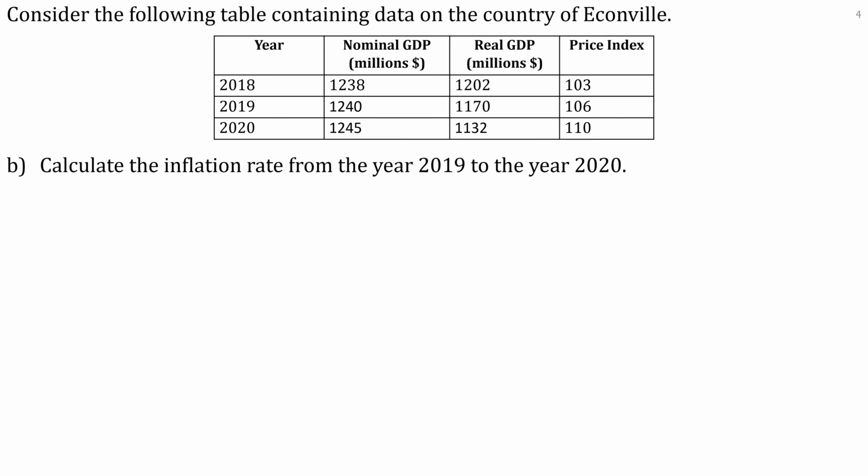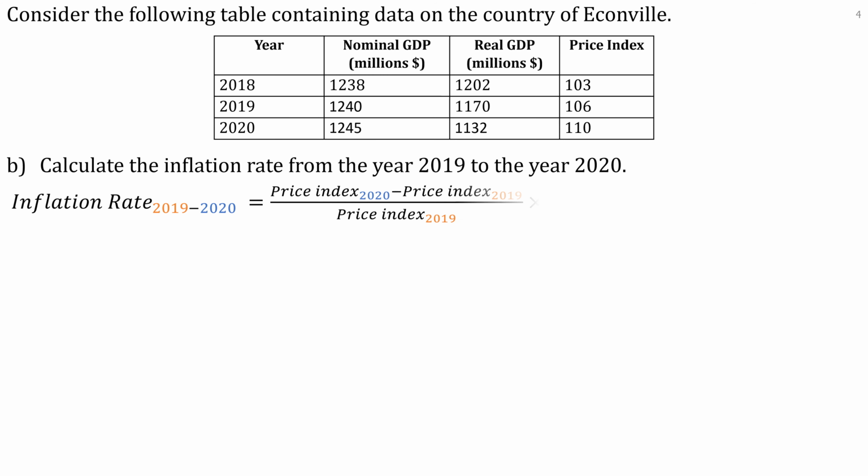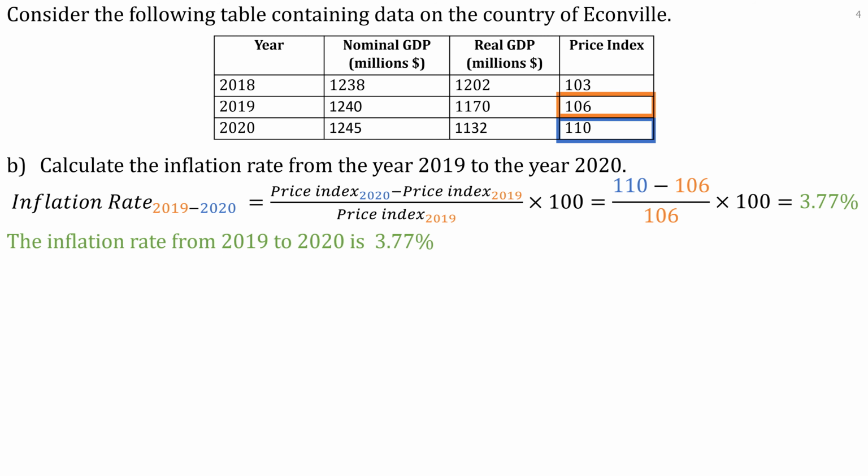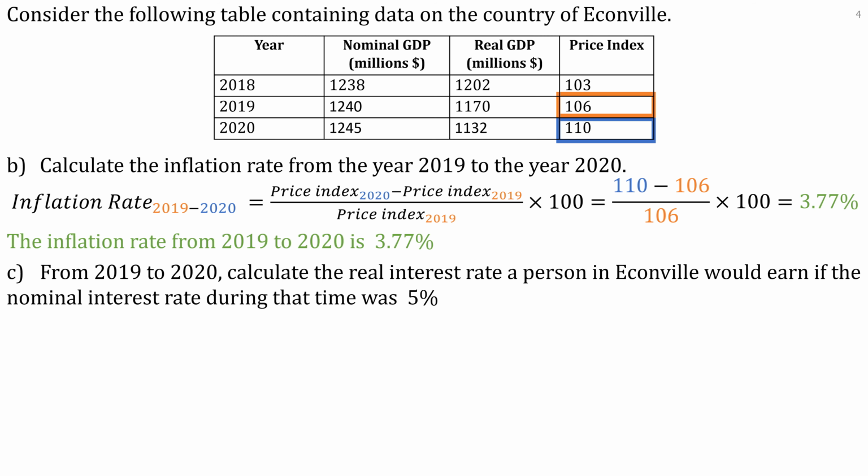So we're then asked to calculate the inflation rate from 2019 to 2020. There's a formula for that, which we already saw. It's just the percentage change between the price indexes for those years. We have the price index for 2020 and for 2019, so we just plug those numbers in and we get 3.77%. So prices rose by about 3.77% between 2019 and 2020.